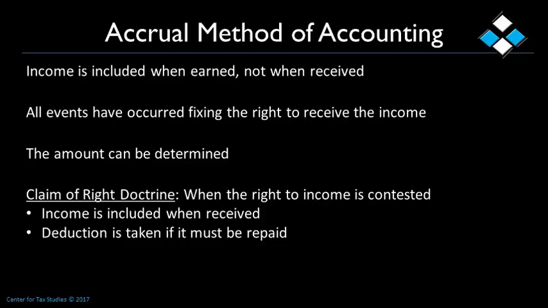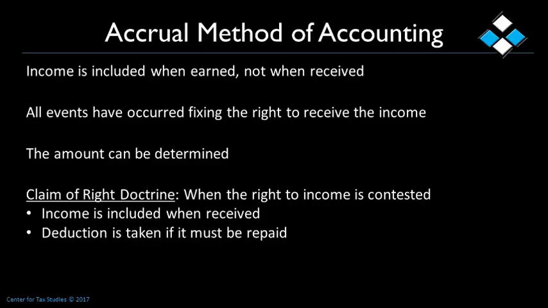This gives rise to the claim of right doctrine. This doctrine applies only when the right to income is contested. So typically, income is included when it's received. So a deduction is taken if it must be repaid. For example, a contractor performs construction services and a homeowner refuses to pay, claiming that the contractor has not met specifications. And let's assume that the contractor did not reach a settlement until the following year. With this set of circumstances, the contractor includes the income in the following year.